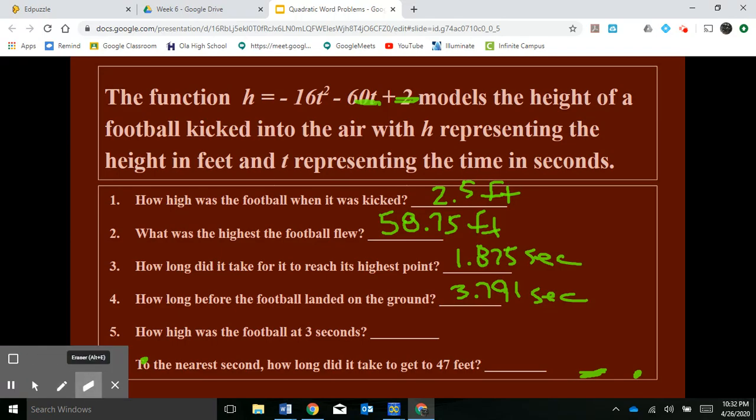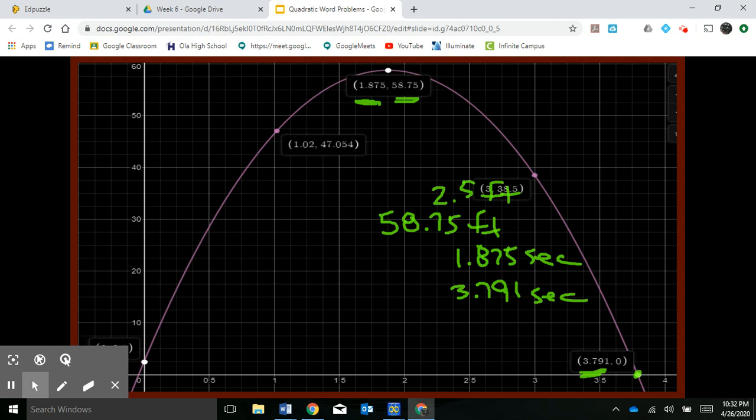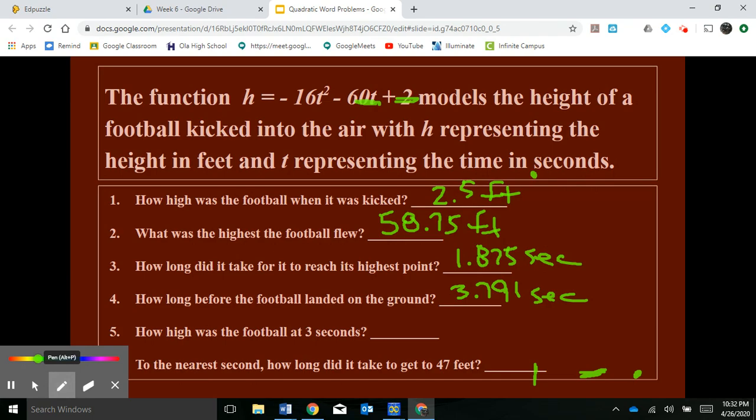So when you look at number 5, how high was it after 3 seconds? I'm going to go back and we'll look at the graph at 3 seconds. 1, 2, 3 is over here, and that point right there. It's kind of covered up, but it looks like 38.5 feet after 3 seconds. So we go back and say 38.5 feet.